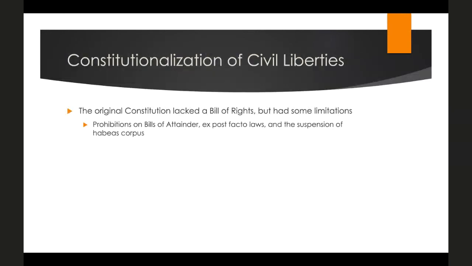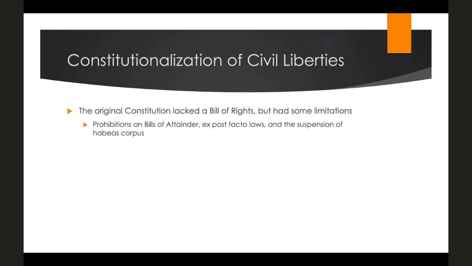There were prohibitions on bills of attainder, which are basically punishment without a trial, and ex post facto laws, which are basically being held to a law after the fact, right? So that if you do something that is legal at one time, you cannot then be punished for that same activity because it was made illegal after you had already done it.